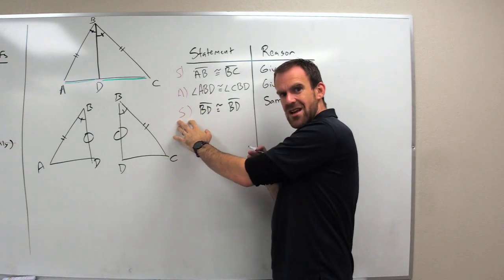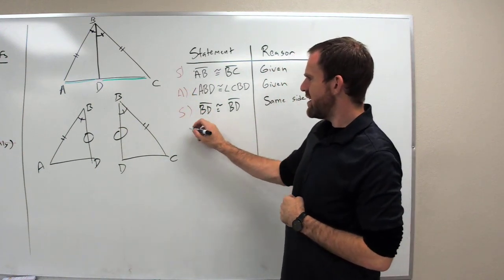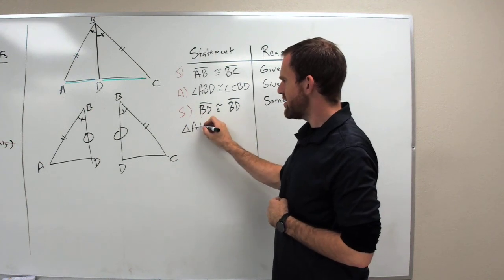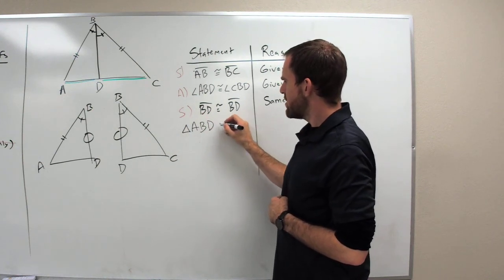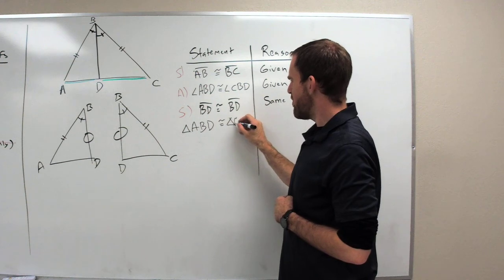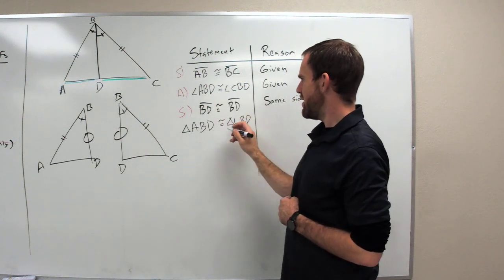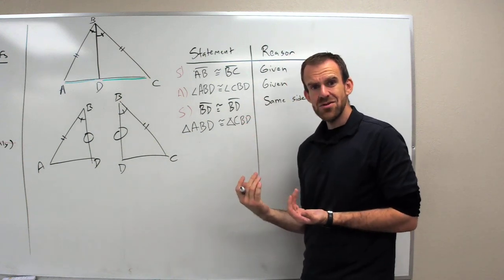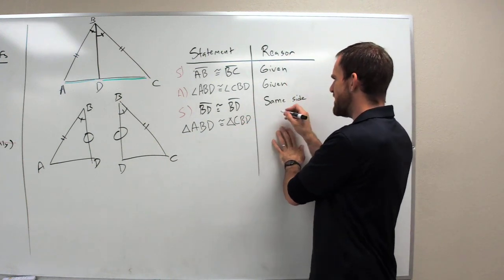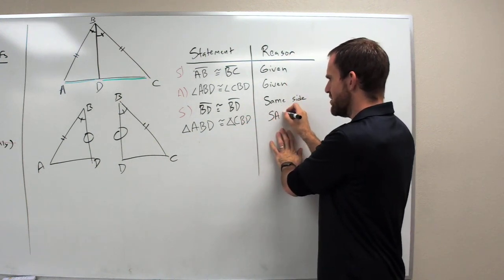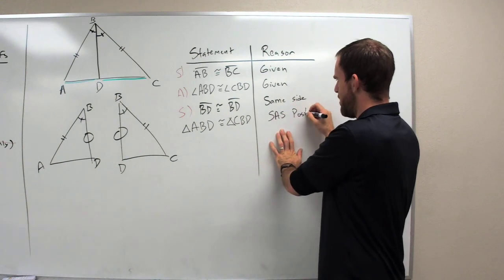Now, my last step, or my second to last step, is that now that I've proven the side angle side congruency postulate, I can say that the triangle on the left is congruent to the triangle on the right. Again, keeping track of that order like I did up here. Why is that true? Well, that's my statement. My reason is because of the side angle side postulate.